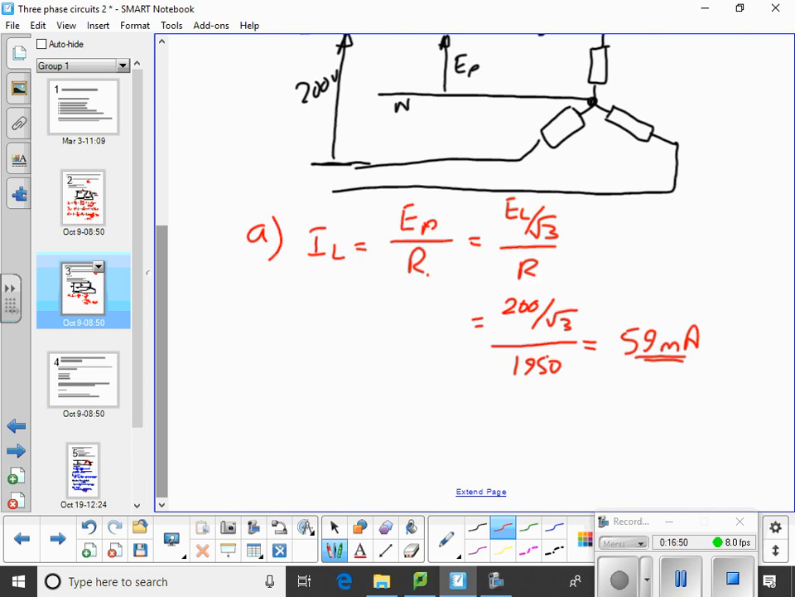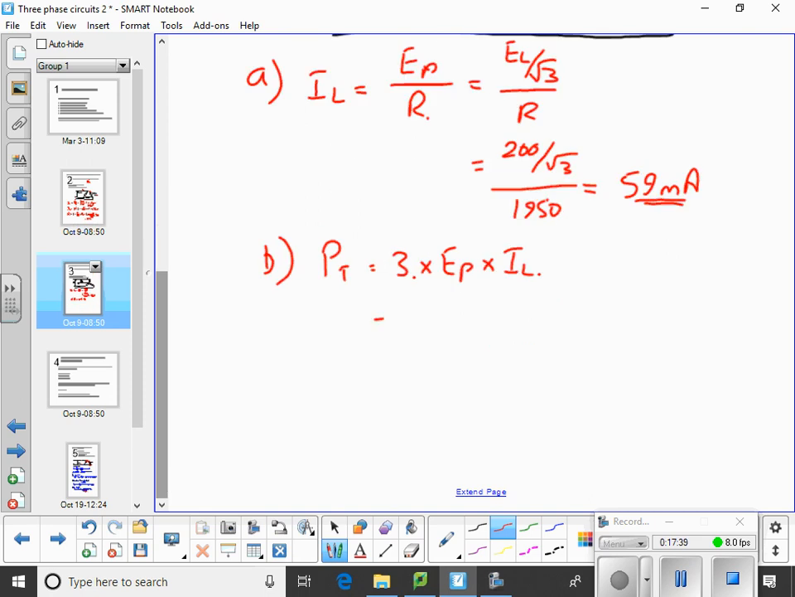And then power in each load. That's going to be the same because it's balanced. So phase power is equal to, how do you calculate that? Okay, do it that way then. PT is 3 times EP, that's fine. 3 times 200 over root 3 times 0.059 equals.